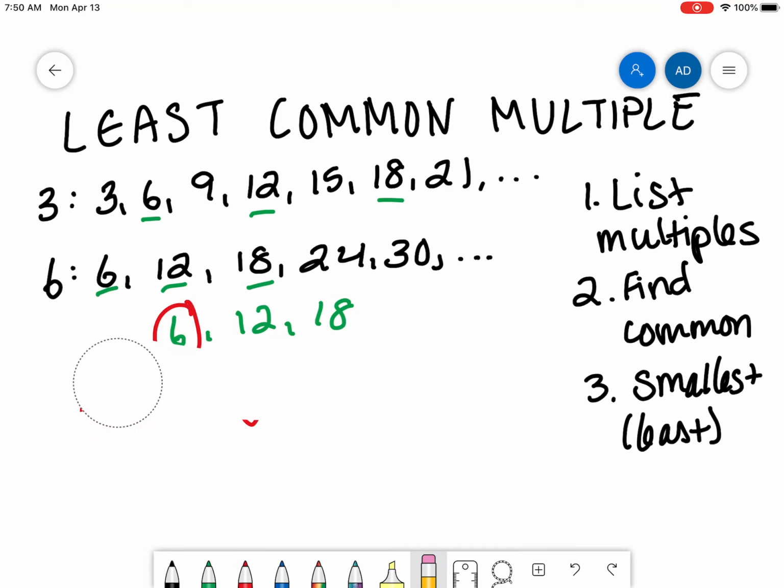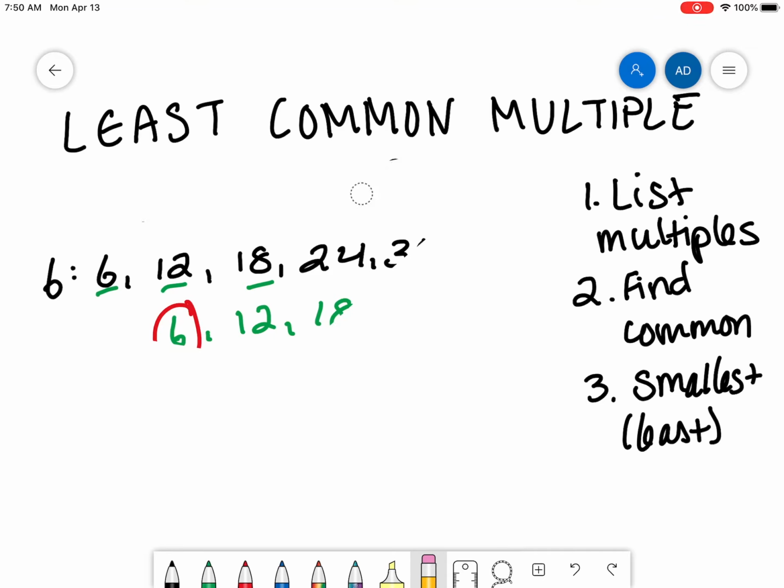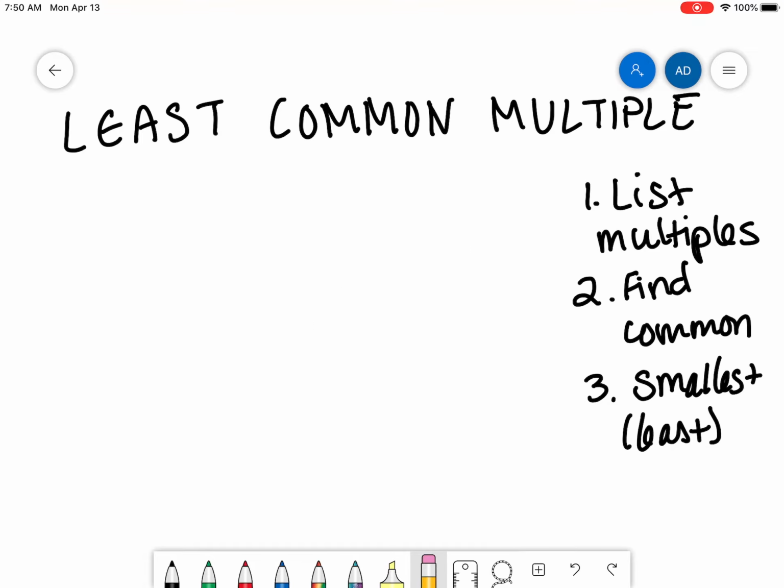I'm going to erase this center part. Now we're going to take it up a notch. We're going to find the least common multiple between 4 and 9. So again, step 1, list your multiples.